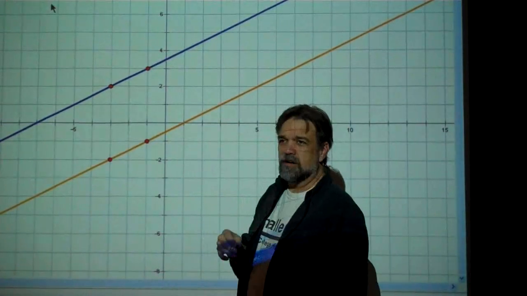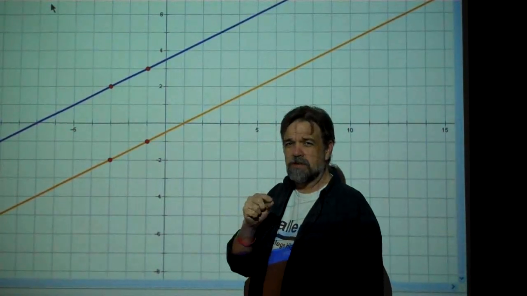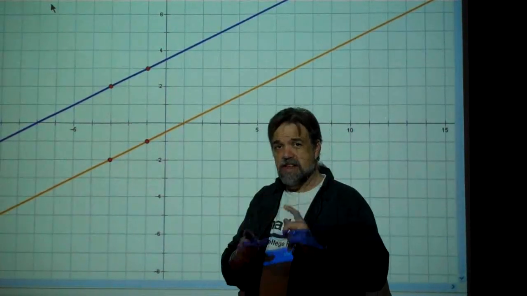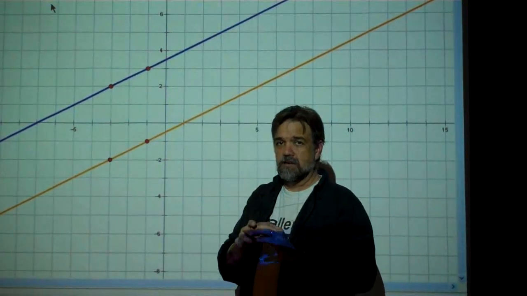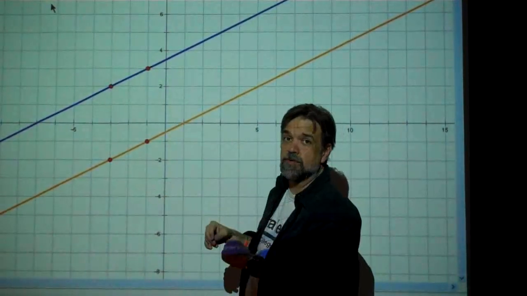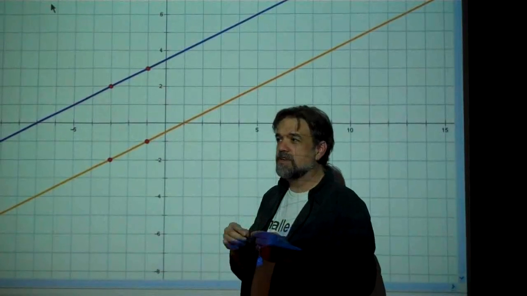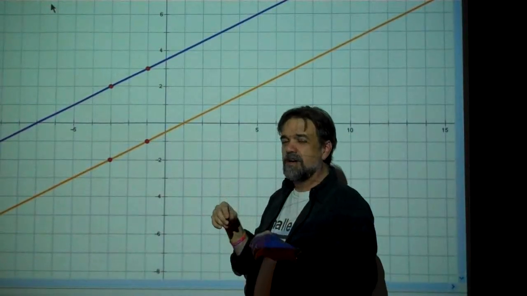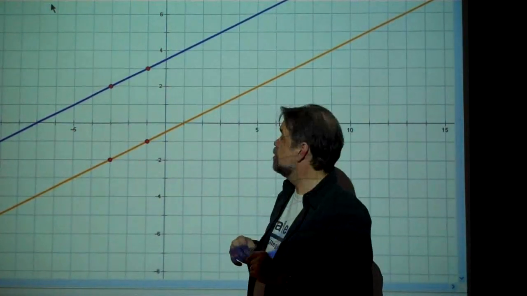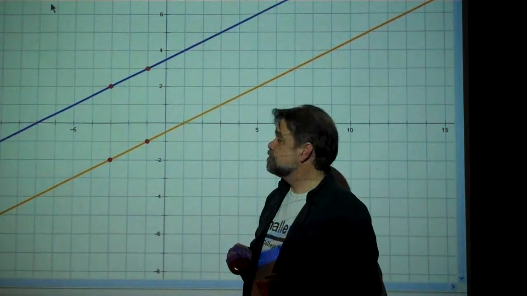Now, let's remember what the definition of parallel lines is. It's two lines that are on the same plane that never intersect. And we know from experience that it also means that they're kind of going in the same direction. So already we're thinking, if they're going in the same direction, I'll bet you they have the same slope. As it turns out, that is absolutely true, and we can show that to be true.